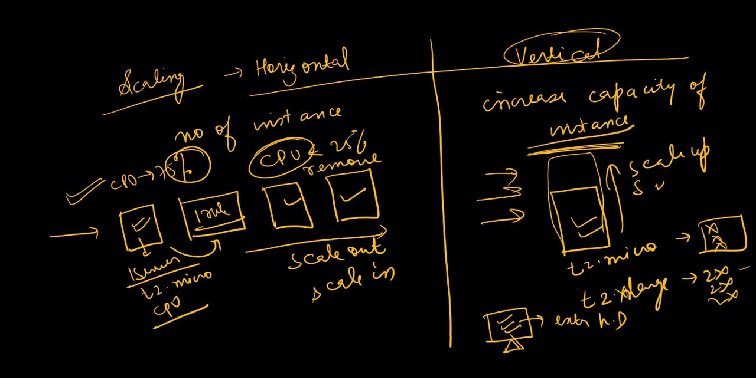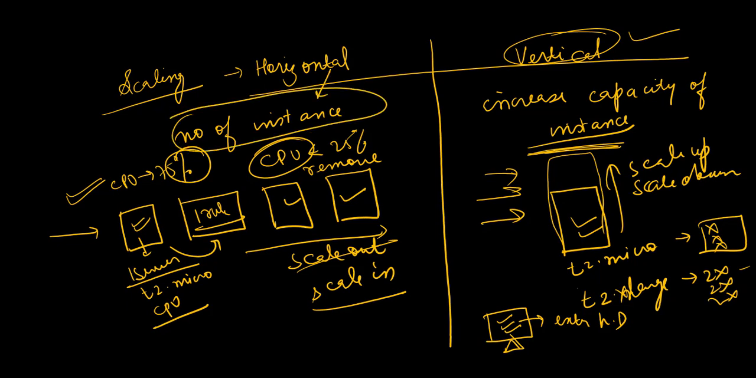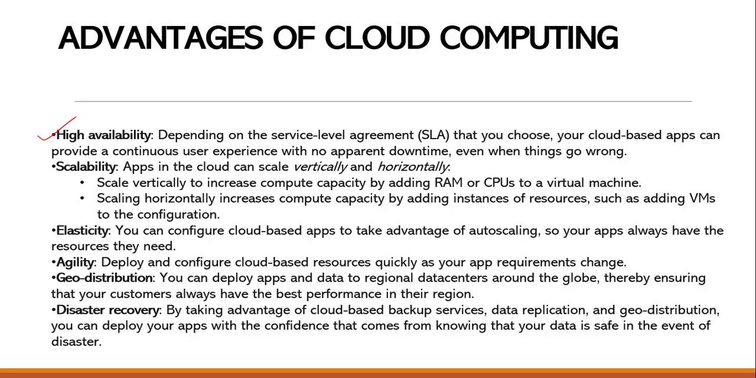And you can also scale down if you are underutilized. So always remember, with vertical scaling we have the terms scale up and scale down, and with horizontal scaling we have the terms scale out and scale in. Horizontal: the number of instances you are increasing. Vertical: increasing the capacity of a single instance. Got it? That's great. So that was about scalability.